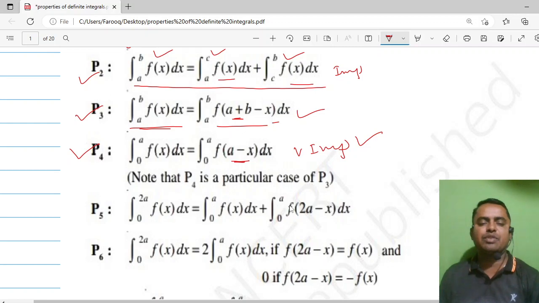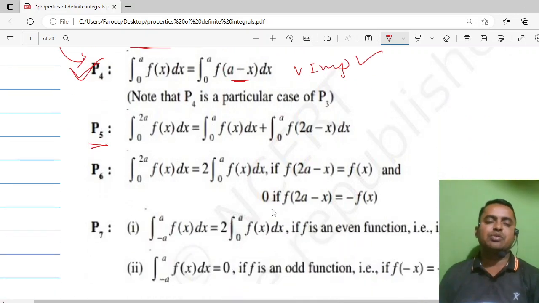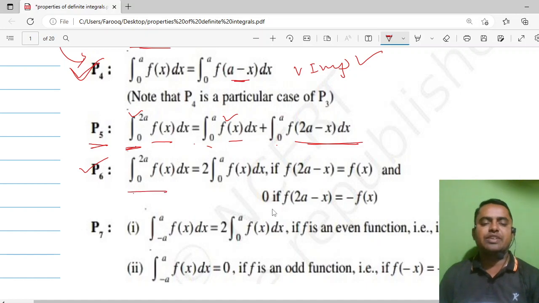Note that property 4 is a particular case of this third property. The fifth property: the integral from 0 to 2a of f of x dx is equal to the integral from 0 to a of f of x dx plus the integral from 0 to a of f of 2a minus x dx. And the sixth property: the integral from 0 to 2a of f of x dx is equal to 2 times the integral from 0 to a of f of x dx if f of 2a minus x is equal to f of x, and this integral is 0 if f of 2a minus x is equal to minus f of x.